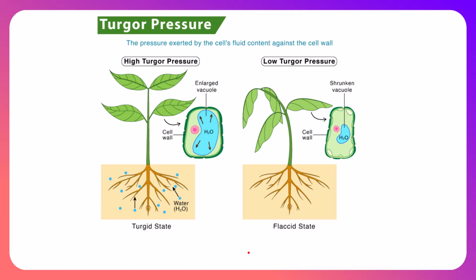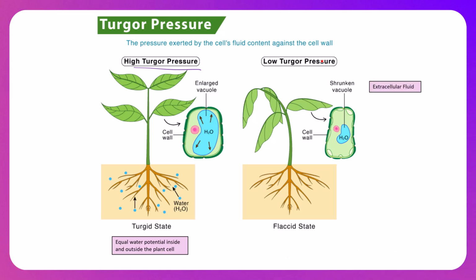So what's happening in a plant related to turgor pressure? In a turgid state, meaning the plant has high turgor pressure, there is an equal water potential inside and outside of the plant. It is fully hydrated. In a low turgor pressure situation, the plant is wilting, meaning it has lost water.